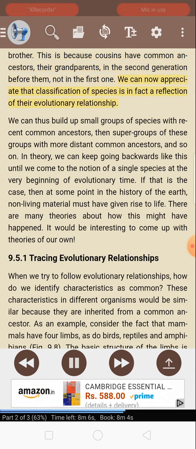We can now appreciate the classification of species is in fact a reflection of their evolutionary relationship. We can thus build up small groups of species with recent common ancestors, then supergroups of these groups with more distant common ancestors, and so on. In theory, we can keep going backwards like this until we come to the notion of a single species at the very beginning of evolutionary time.